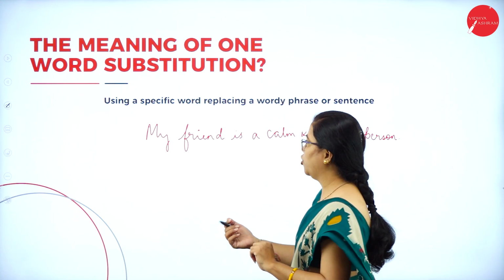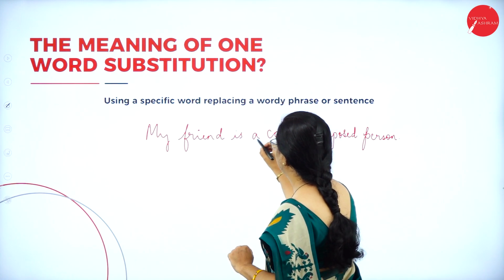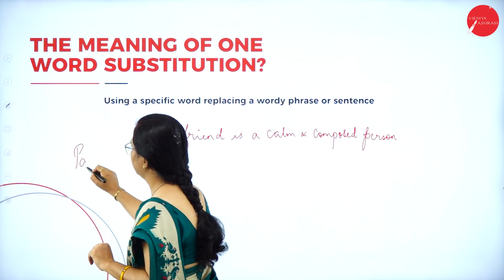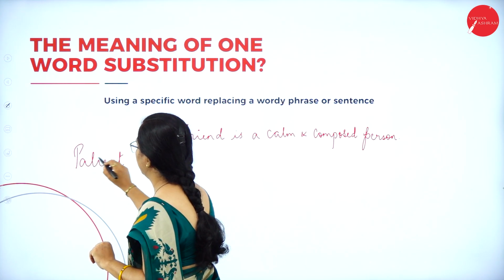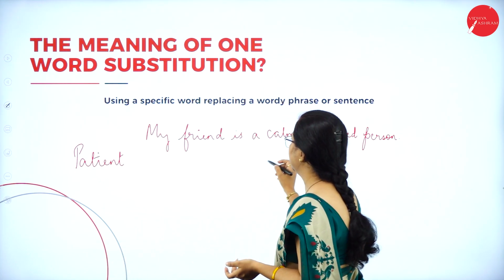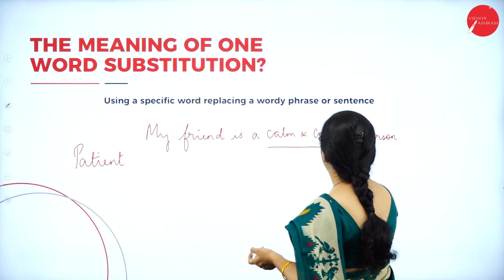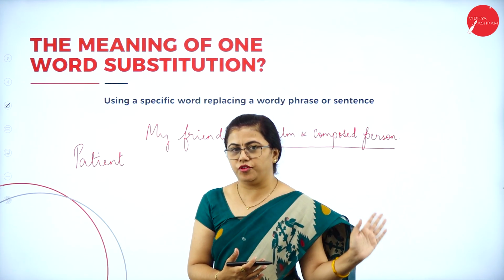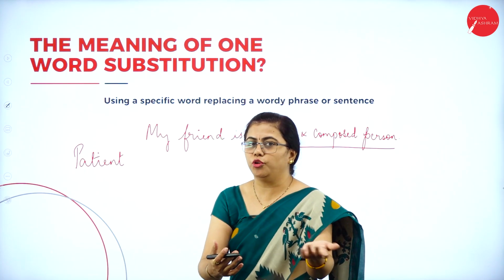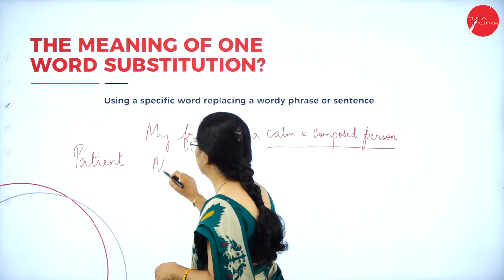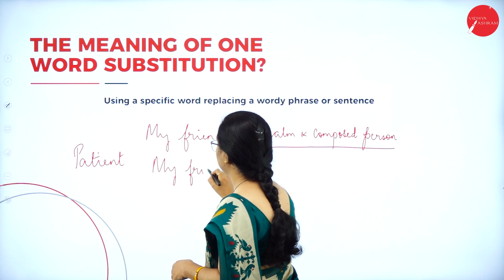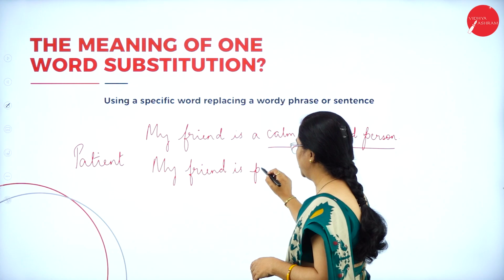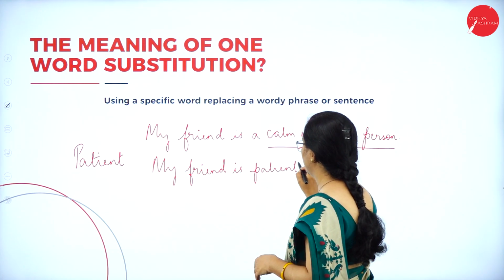Let us check over here. My friend is calm and composed. Suppose, had you known this word patient, you wouldn't have written the words calm and composed person. You would have replaced that phrase with this word. So how do you replace it? My friend is patient, you can say, or patient person also you can say.